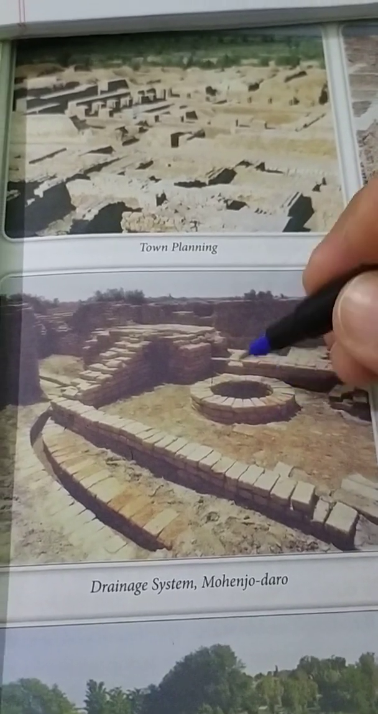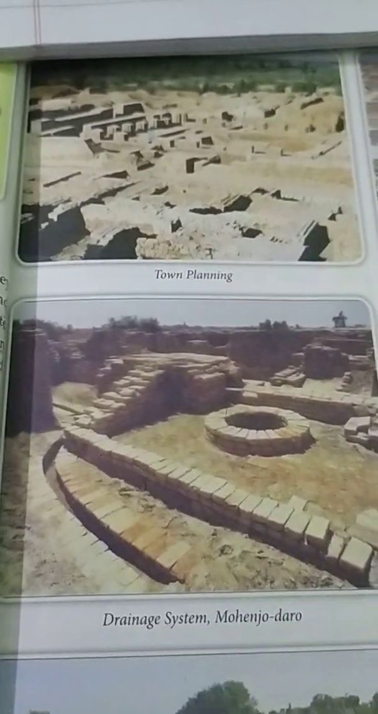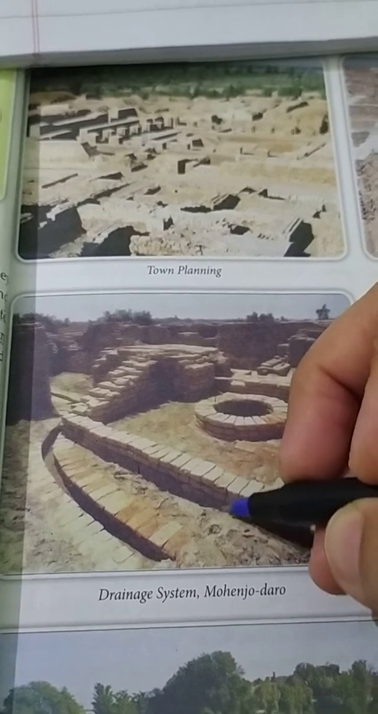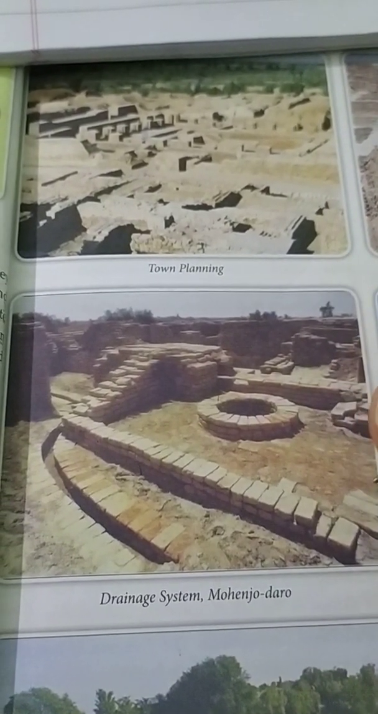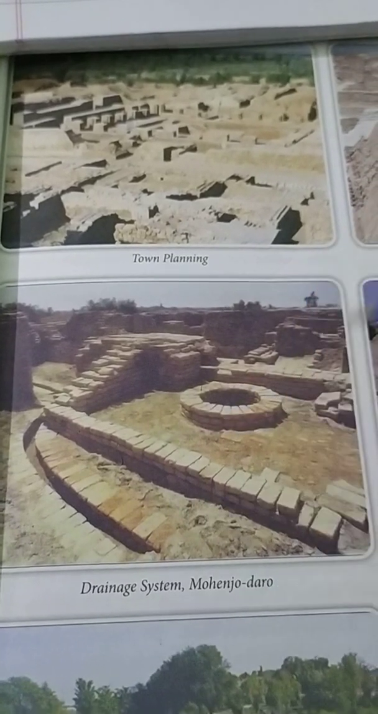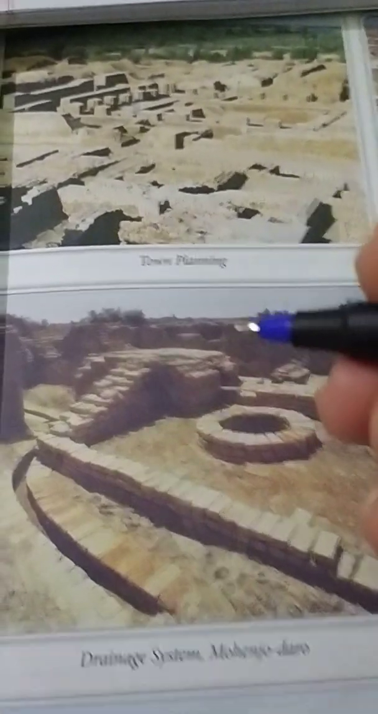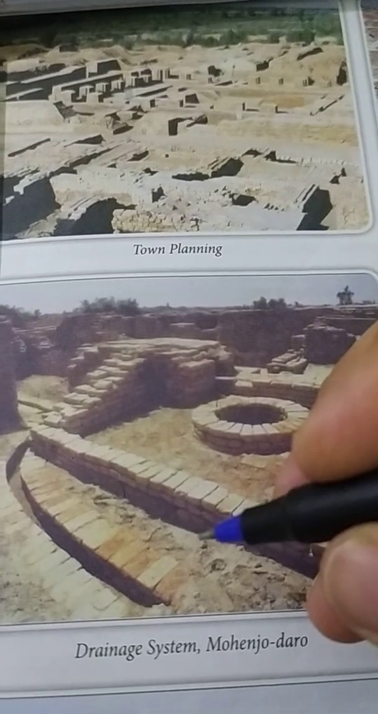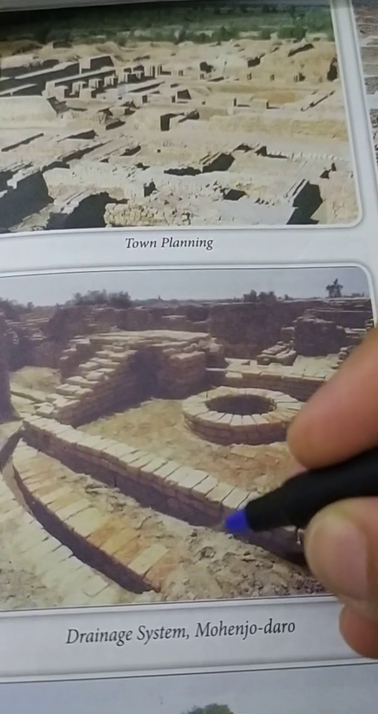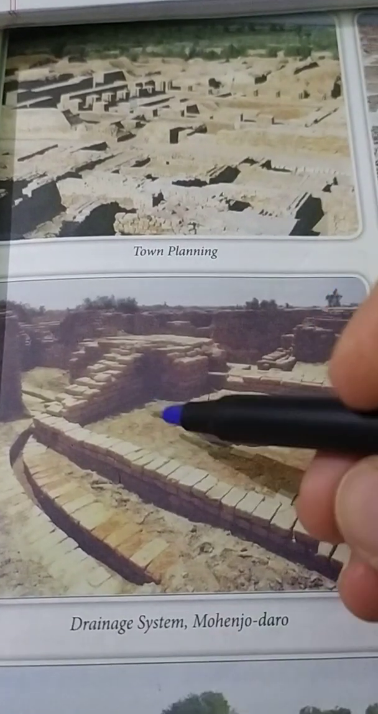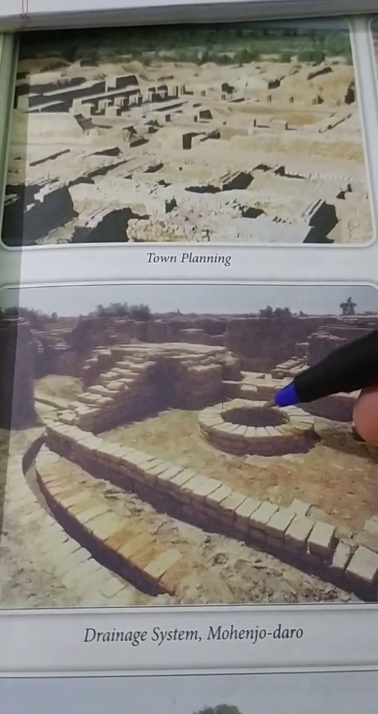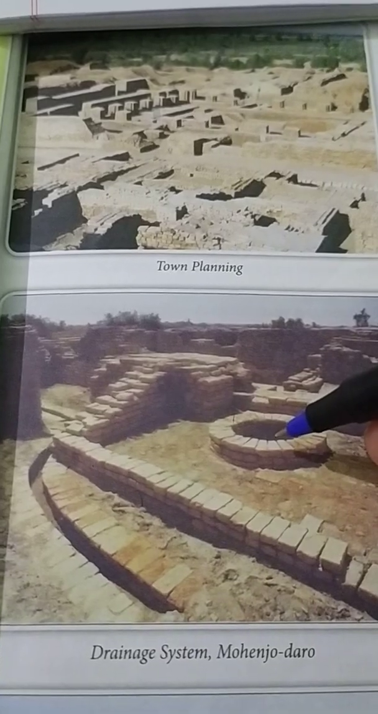And there used to be a manhole for the inspection, and these drains used to be covered. These were not open. So you can see that these people paid a lot of attention toward hygiene and sanitation also. That's why the drains were covered. They used to cover drains so that diseases are not spread through flies and so on. And the manholes were there for inspection.